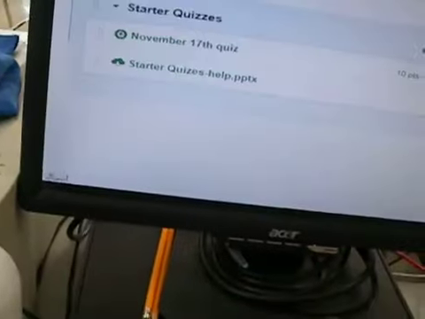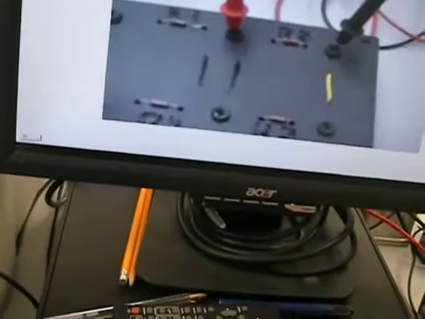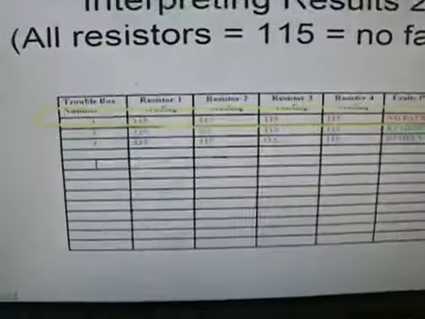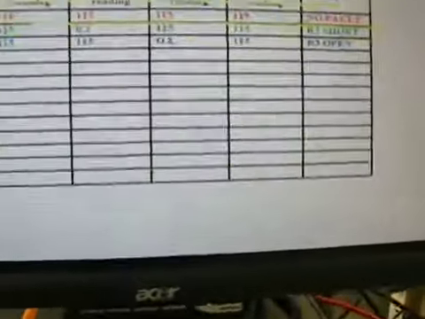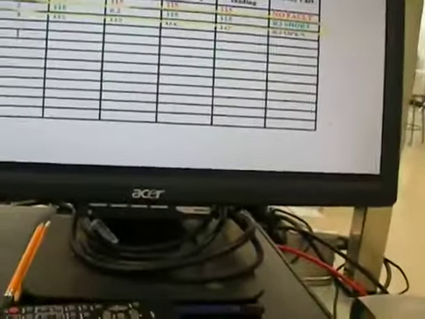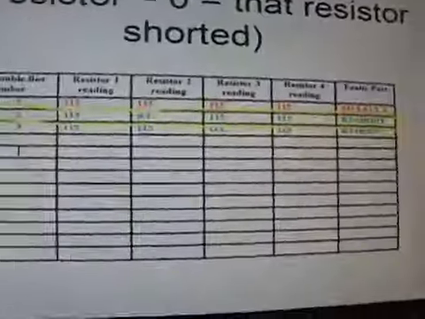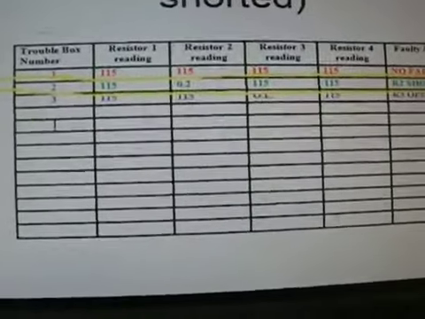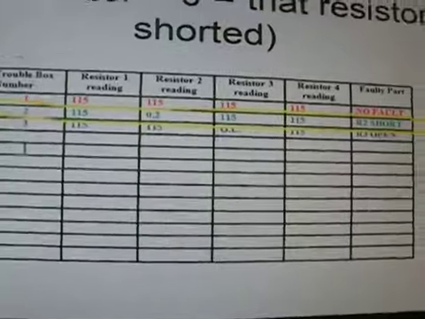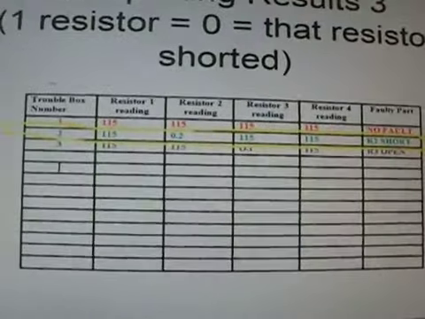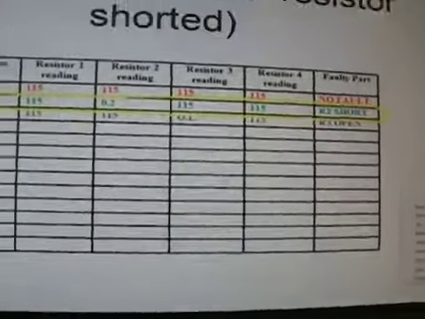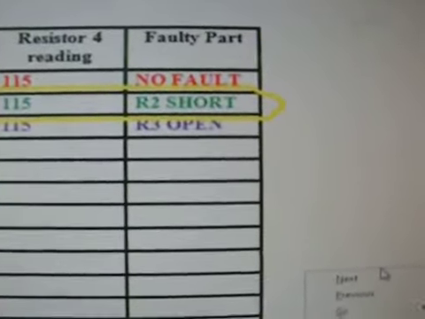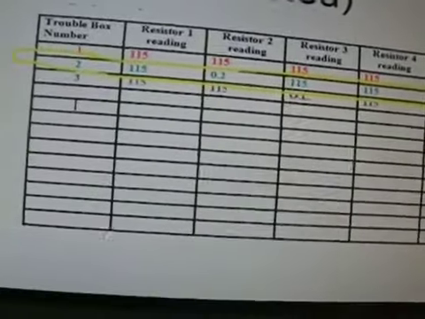So going through with this lab, what does that mean? Now let me get up here. On the lab sheet you'll find this data chart where you fill in what you got for the 4 resistors. They should all read around 115 k ohms. In my first line here, an example, you got 4 readings of 115 k ohms. There was no fault. Lawyers hate hearing that. No fault on that one.